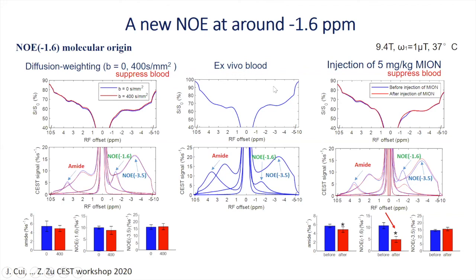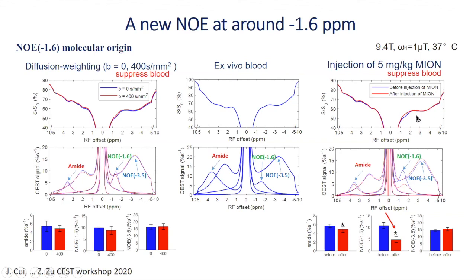Also, we measured the Z spectrum on ex vivo blood, and we found that the NOE signal is relatively smaller than that measured in the live rat brain. So these two studies suggest that it could not be from blood. So we also performed a further study to suppress blood, with Maya. Interestingly, most surprisingly, we found that after injection of Maya, the signal, the red line is after injection of Maya, decreased significantly at minus 1.6 ppm.